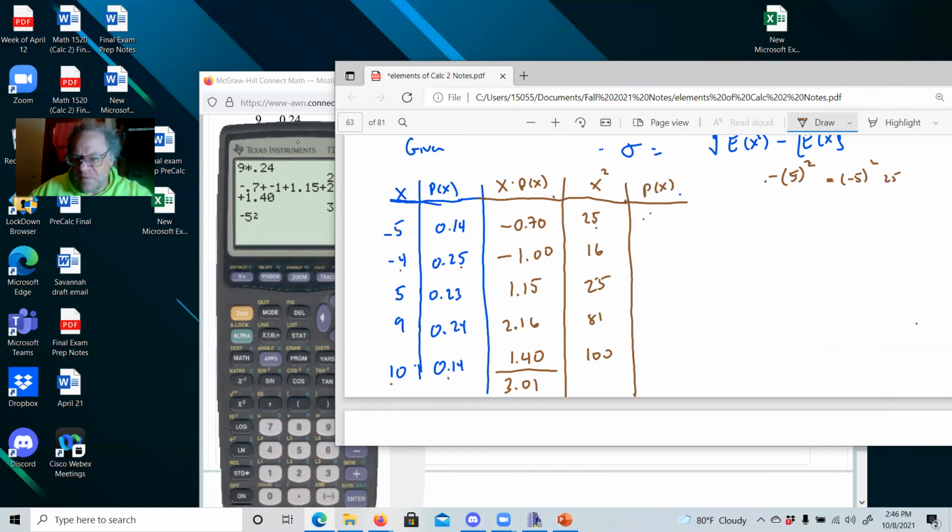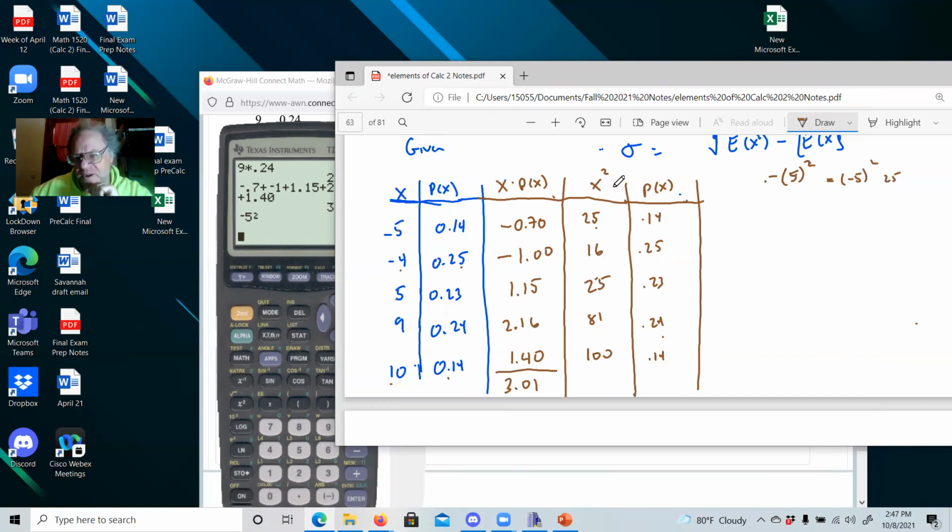Okay, 0.14, 0.25. What was this? 0.23, 0.24, 0.14. But I've noticed that when I do this, sometimes I'm not looking at the right one. So if I have to do 2 different columns and I'm not sure which ones they are, sometimes I'll get a little confused.